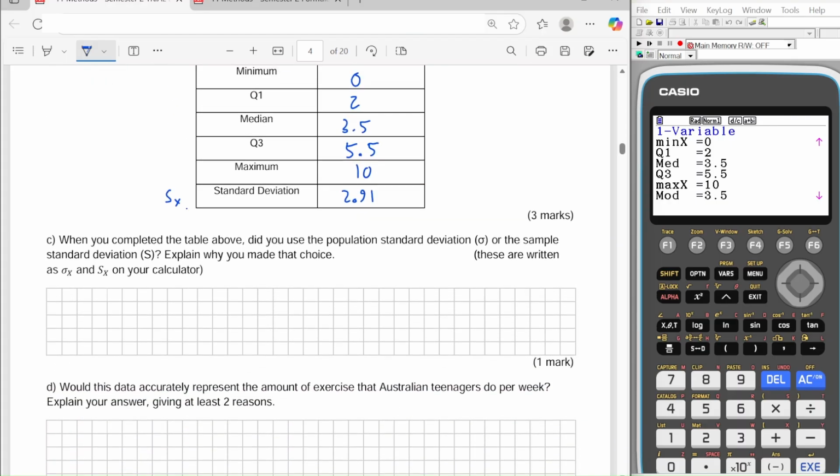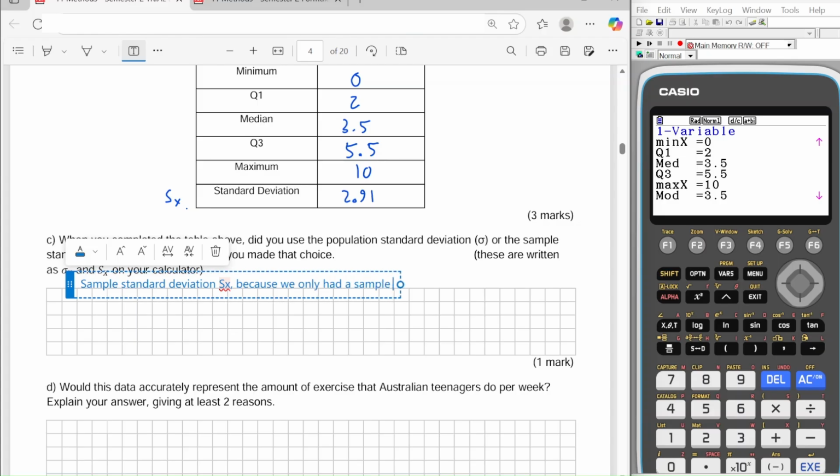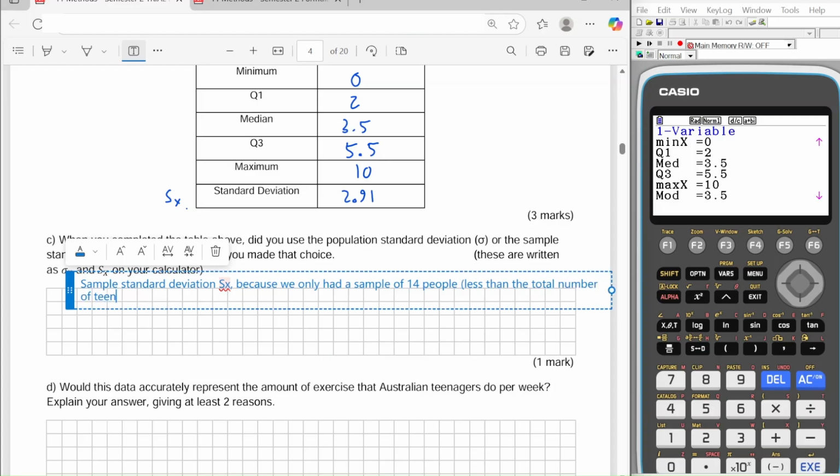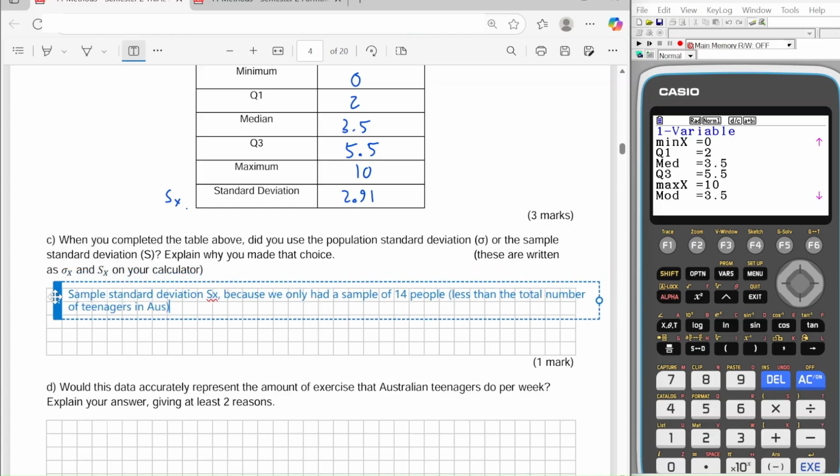When we completed the table, we used the sample Sx because we only had a sample of 14 people, less than the total number of teenagers in Australia. I know there are probably more than 14 teenagers.